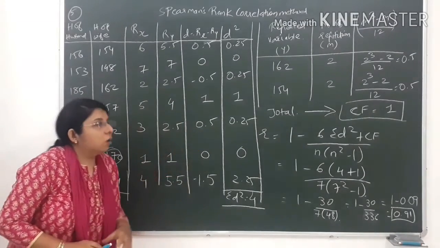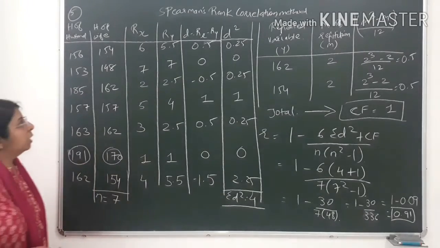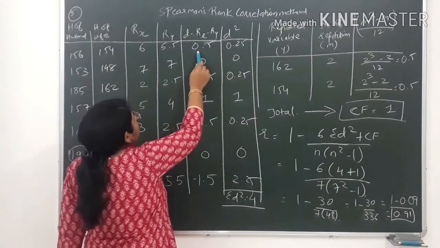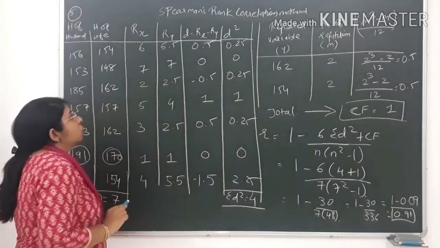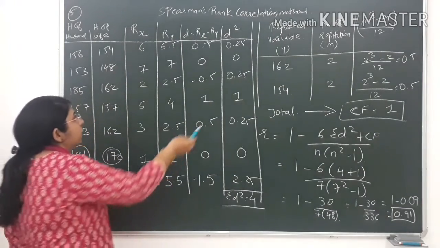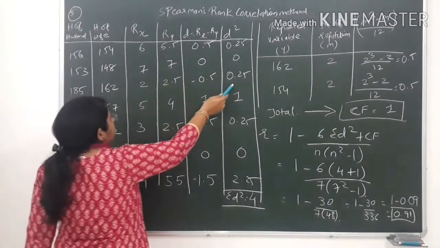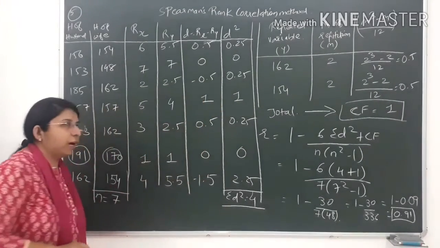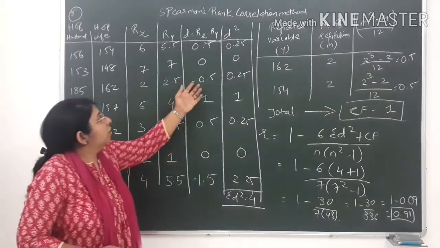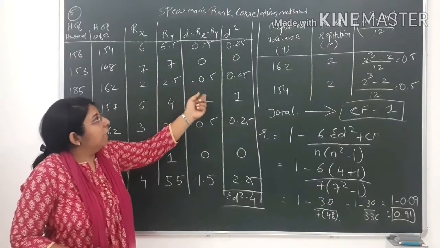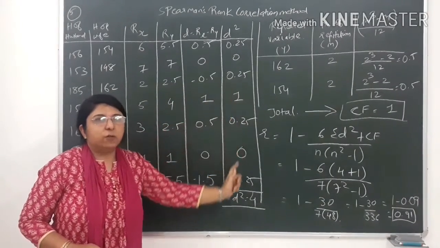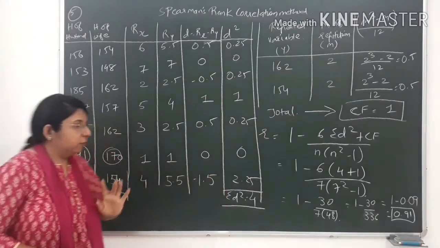Now the last column, that is of D square. D square means the multiplication of the value of D twice. So 0.5 into 0.5 would come to 0.25. 0 would be as it is, 0. Minus 0.5 will become positive 0.25. Every time, whether the value of D is negative or positive, by squaring it, the value of D square will always come out positive.